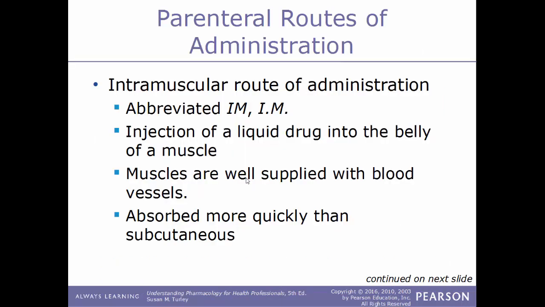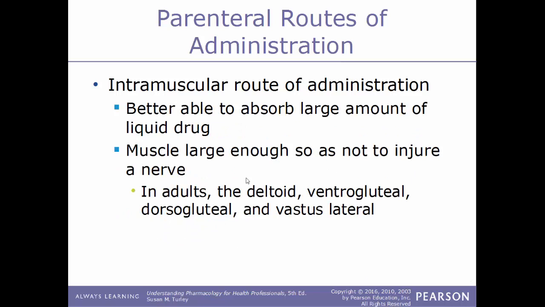Another example of a parenteral route would be an intramuscular route. This is abbreviated with the letters IM. It's where you have an injection of a liquid drug directly into the belly of a muscle. Now, muscles are going to be very well supplied with blood vessels, so any drug that you administer this way will be absorbed much more quickly compared to the subcutaneous route. This route of administration is better able to absorb a large amount of liquid drug.